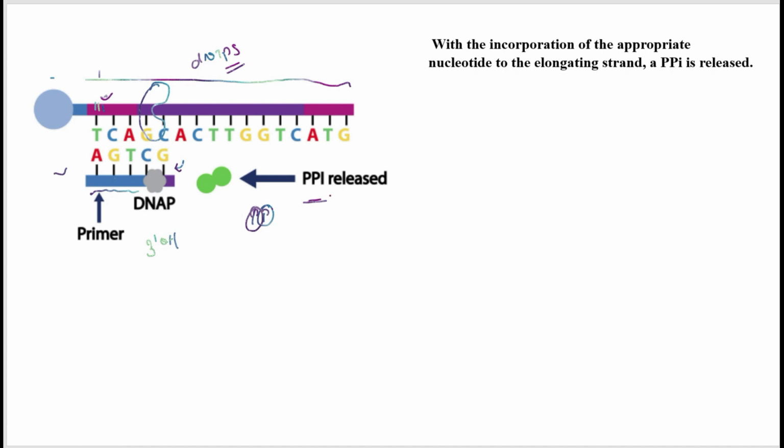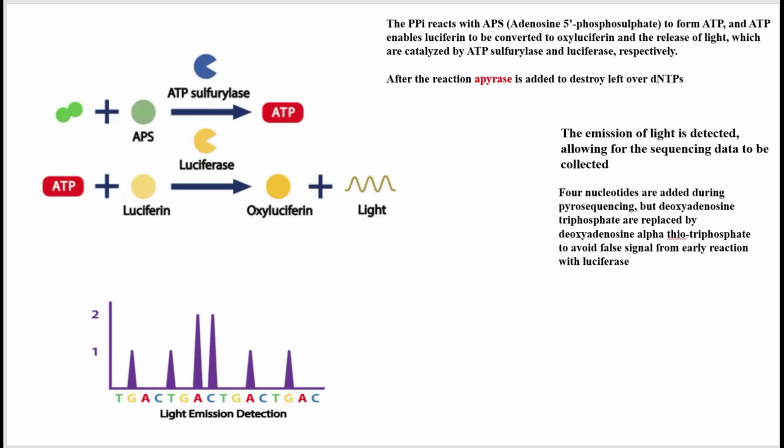Now, what happens to this pyrophosphate? How is it being detected? This green is the pyrophosphate which was released. In presence of a substrate, that is APS, adenosine 5'-phosphosulfate, this APS will be converted into ATP in presence of the enzyme ATP sulfurylase. Here there is the involvement of the enzyme ATP sulfurylase, and it will form the ATP.